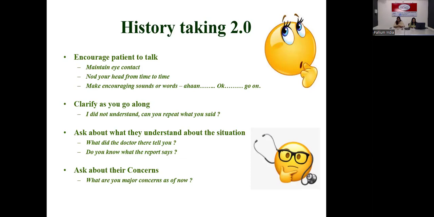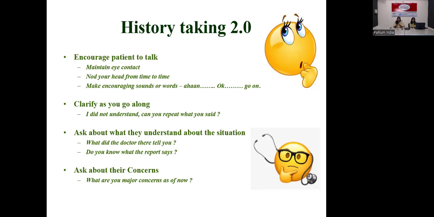Ask about their concerns. So what are your major concerns? For example, if the patient says that he or she feels scared, we'll probe more into it. What is it that you're scared of? If the patient is at end of life, is it death? Most of the time, it's not necessarily death. It could be, if something happens to me, I'm not worried that I might die, but I'm worried about who is going to take care of my children, or what is going to happen to their future.